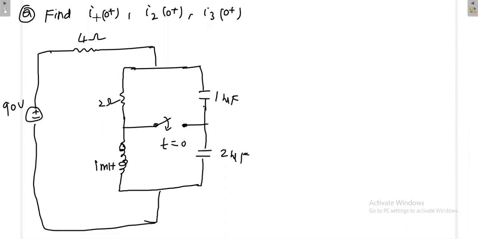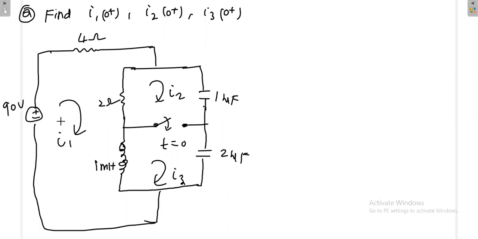Again, what is I1? I1 is this current. What is I2? I2 is this current. What is I3? I3 is this current. So you should know the difference between the branch current and the loop current. Here they have mentioned the loop current, but not the branch current. In this loop they are mentioning some current.